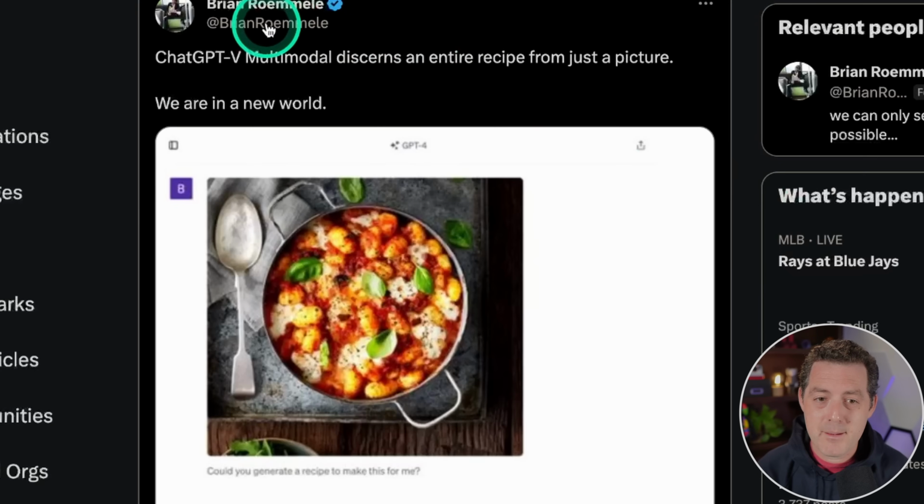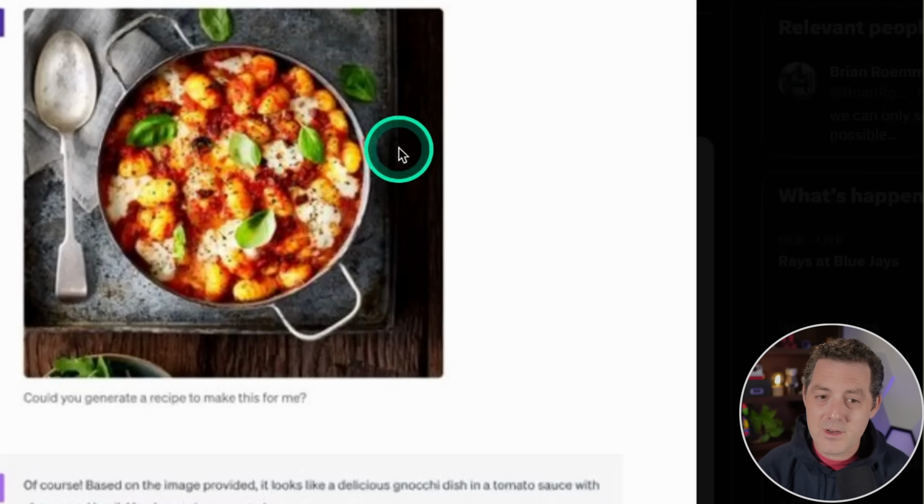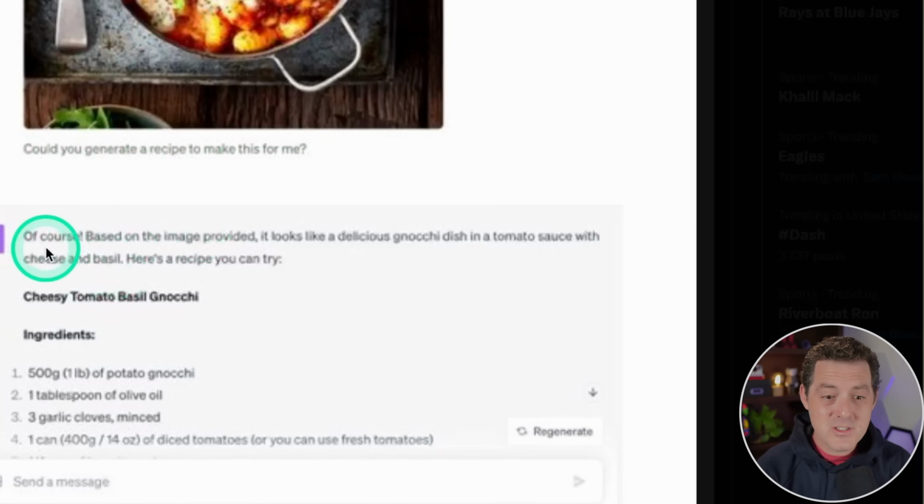Next, this one's by Brian Rommel. And if we look into the image, it shows a picture of this pan with some food in it. And it says, "Could you generate a recipe to make this for me?" And ChatGPT just looks at the picture and is able to understand what dish that is and is able to generate a recipe for it.